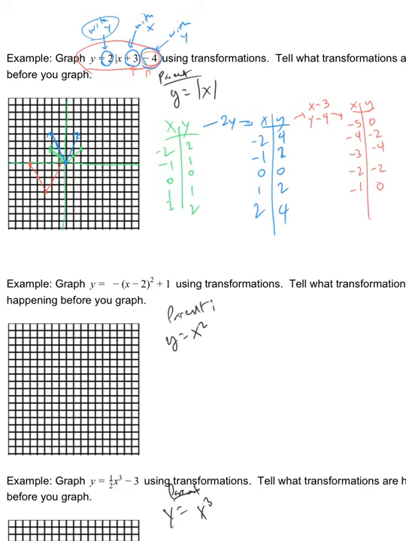So now if you look at the blue graph and the red graph, you can see it looks like the blue graph has been moved to the left 3 units and then down 4 units to land on that spot.